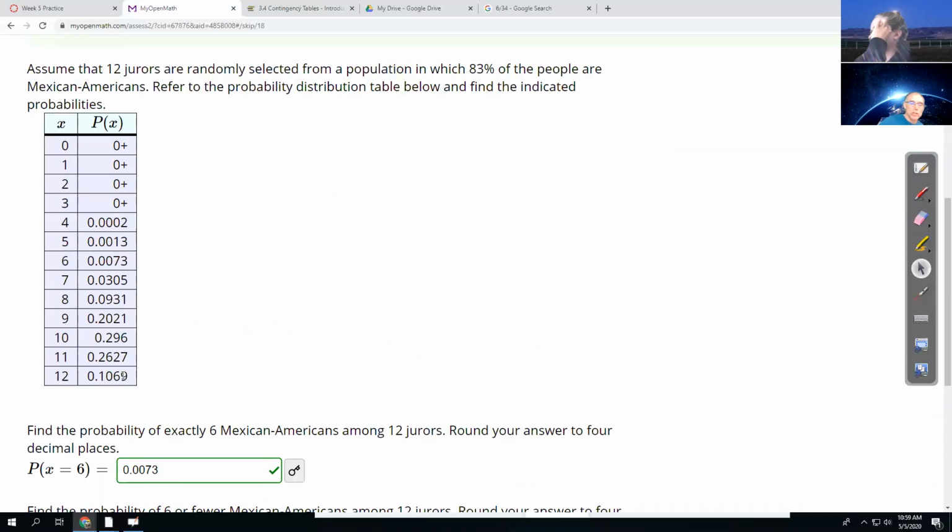Would it be unusual to find 12 jurors that are Mexican American? And the answer is, well, there's a 10% chance of that happening. No, that's not unusual. That happens naturally.